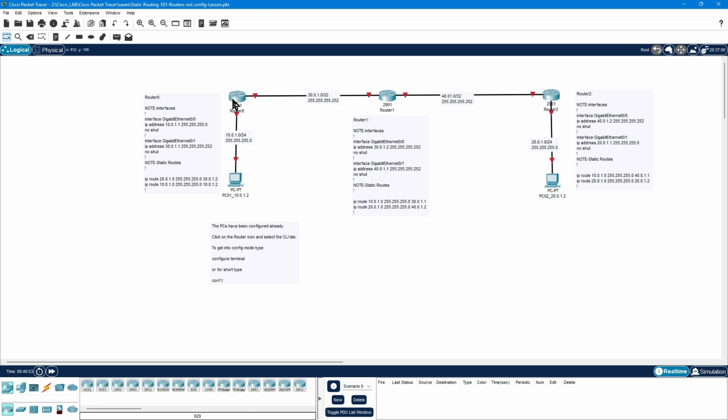So we have to tell each router a hop by hop description as to how to find this PC, and we have to do the reverse for PC number 2 to find PC number 1.